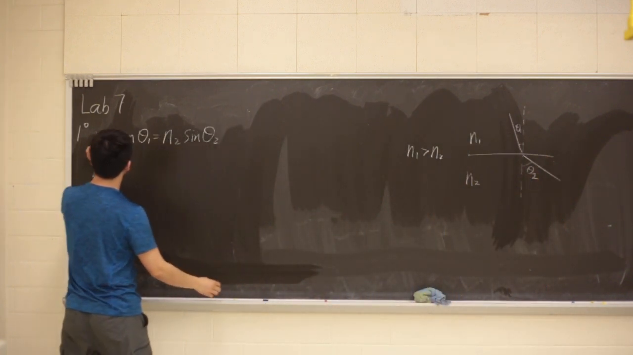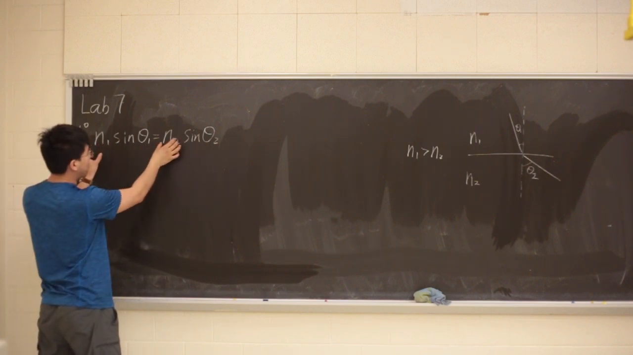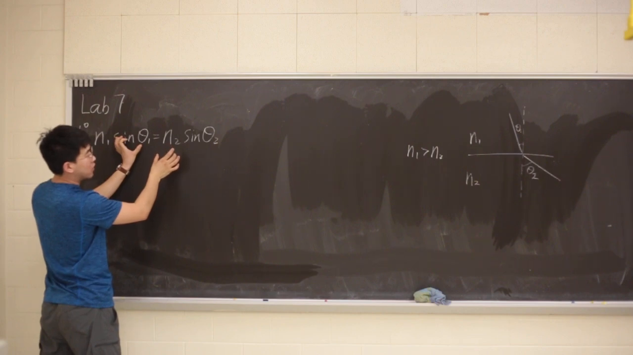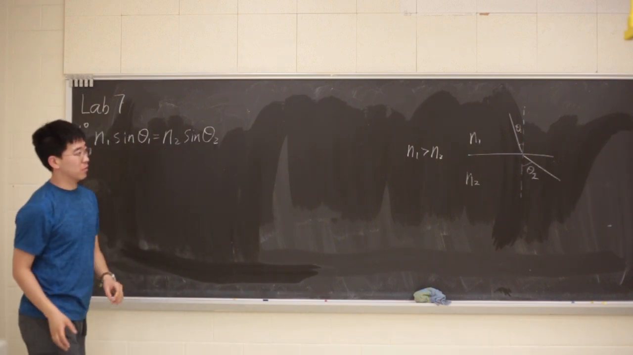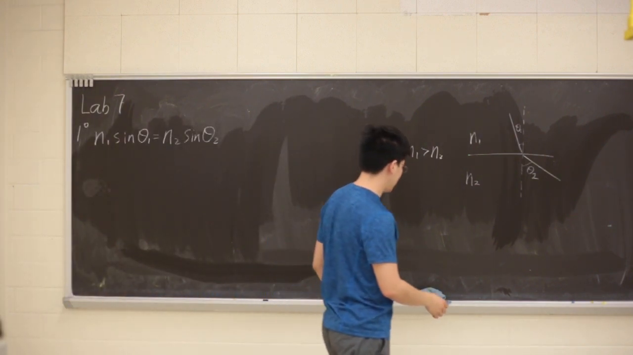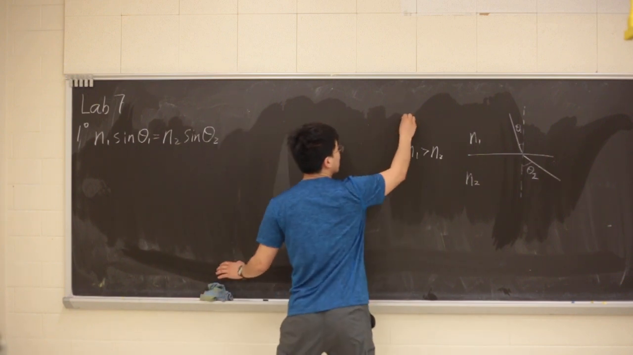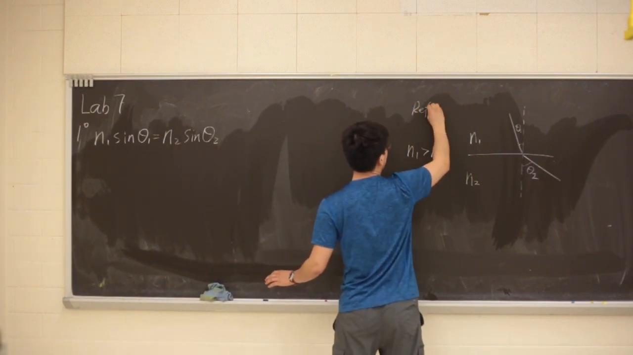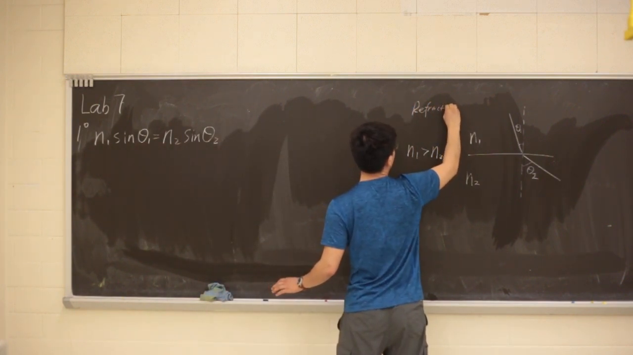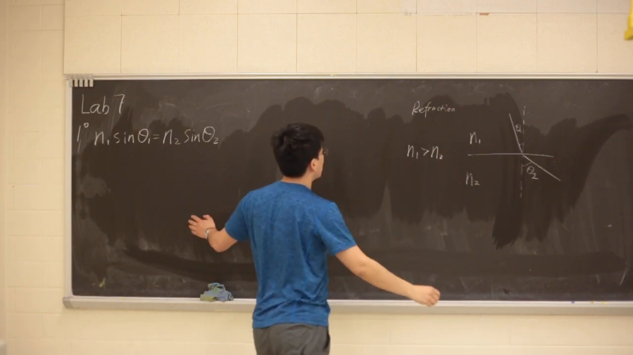So big N, small N, big N1, small N2, small sine theta 1, big sine theta 2. That's what we have. That's the refraction. Cool.